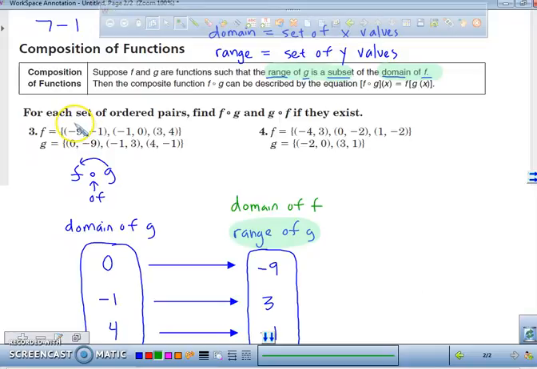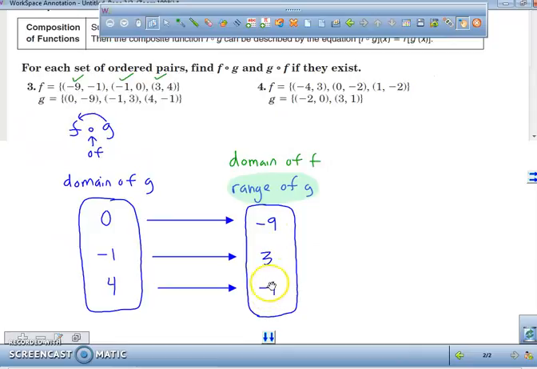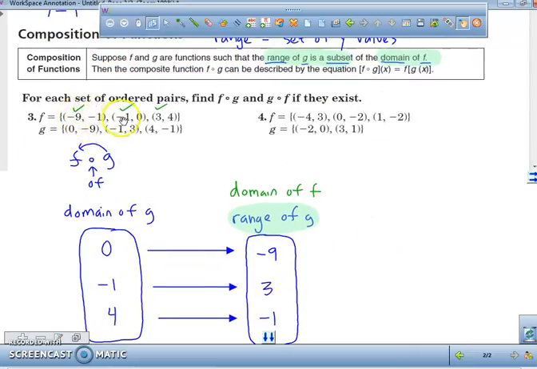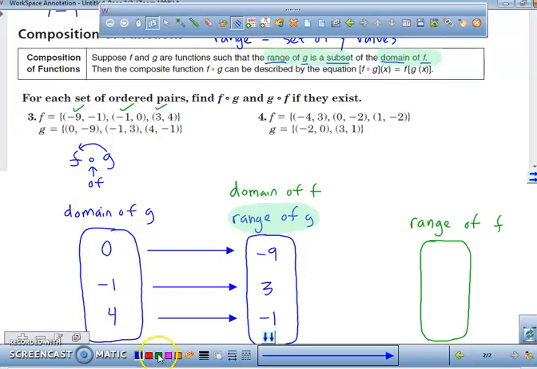So let's look at the domain of F. The domain of F, is there a -9? Yes. Is there a 3? Yes. Is there a -1? Yes. So this is going to work. This is going to exist because all of these range values are a subset of the domain of your F. The last thing I want you to write is the range of F. We're going to make a little map for the range of F, with an arrow going all the way across.